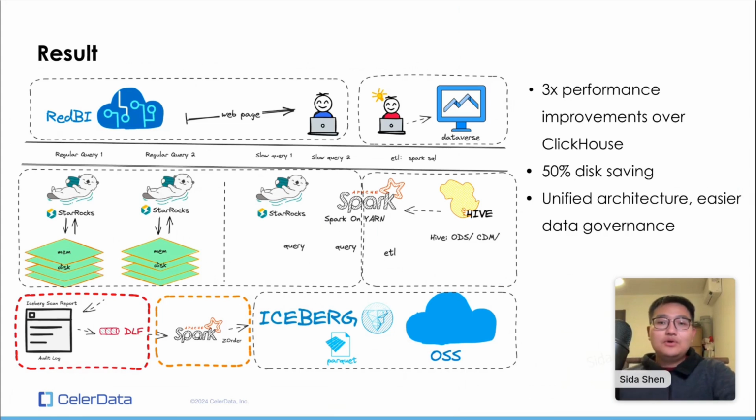Okay, so that's exactly what they did. They replaced ClickHouse with StarRocks, and the storage is all unified on top of Apache Iceberg, as a single copy of data. So they were able to get 3 times performance improvement over ClickHouse, even though it's running directly on the data lake, and it saves 50% of their disk cost.